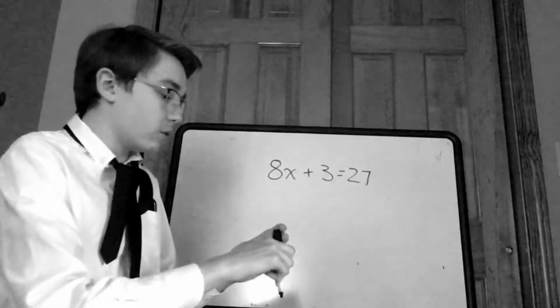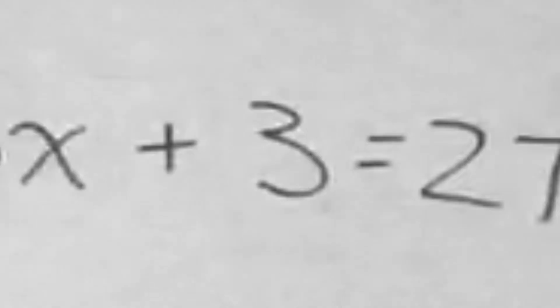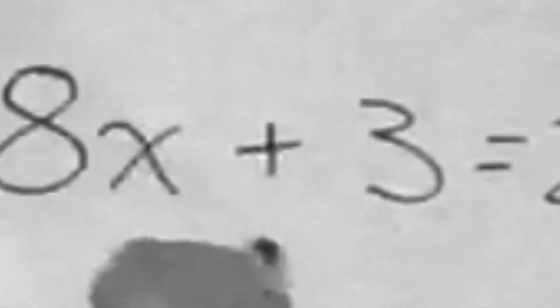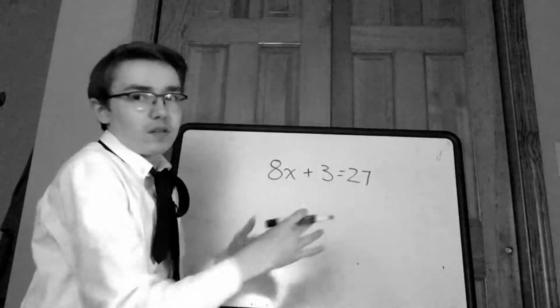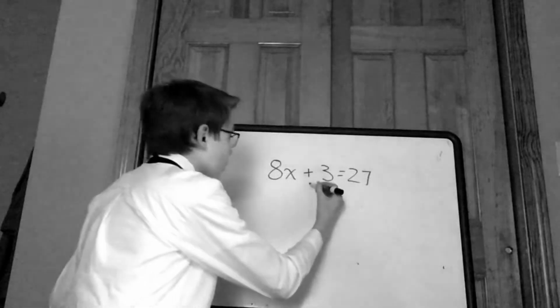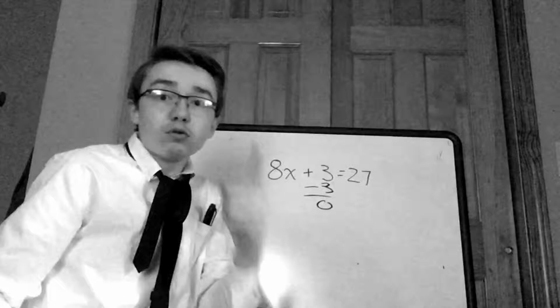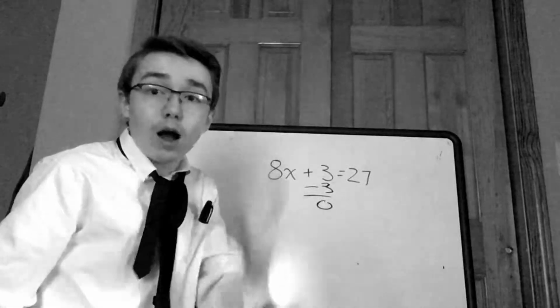So the first thing we're going to want to do is look at this number, which is 3. As you can see, there is an addition sign right here. That means it's positive. And what we want to do is get rid of this 3. It's horrible. We want to get rid of it. So what we're going to do is subtract 3 from 3 to get 0. And remember, what you do to one side must be done to the other. So we have to subtract 3 from 27, giving us 24.